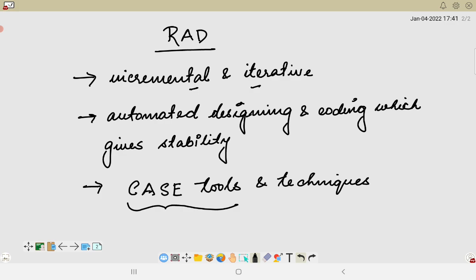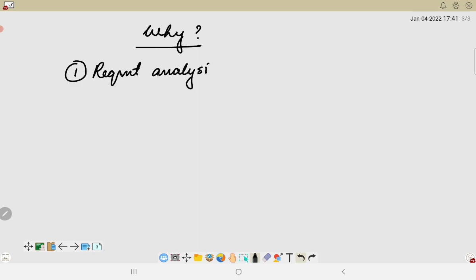Now talking about why we have to go for this model. The main question is why RAD is used. If we are using the traditional development lifecycle model, it involves five primary stages, which start with requirement analysis and gathering. Let me write it down: requirement gathering and analysis.